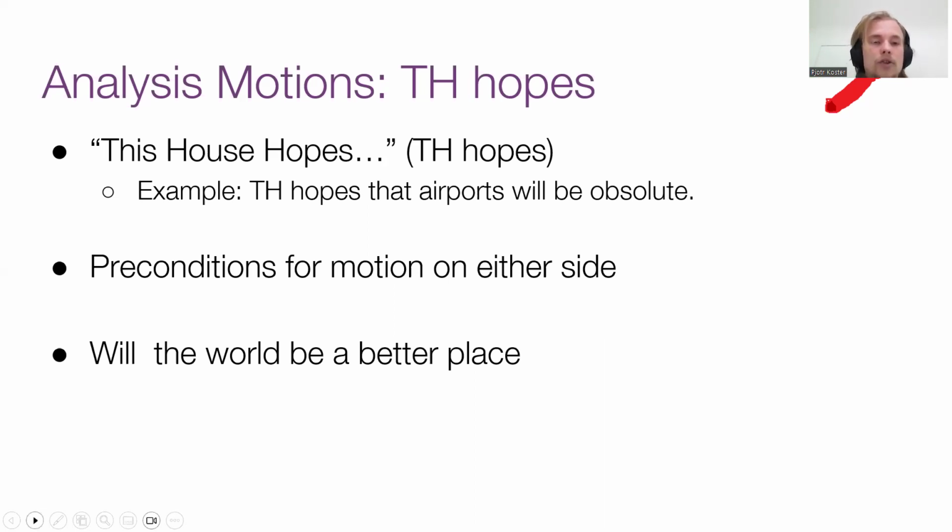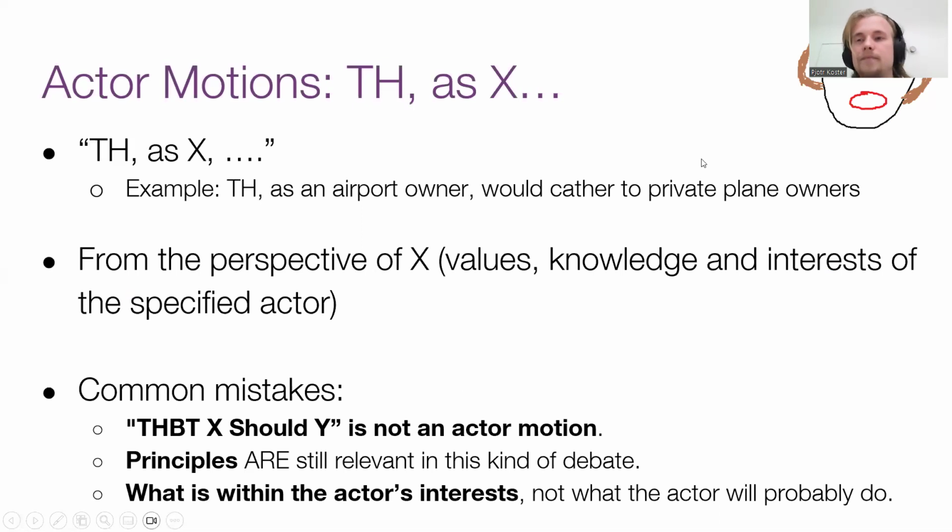Now, I think we now are going to be on the last motion. Yeah, the last motion is an actor motion. This can be combined with either an analysis motion or a policy motion. So the motion here can be this House as an airport owner would cater to private plane owners. So we see that this is now a combination with a policy motion because we see the word would.